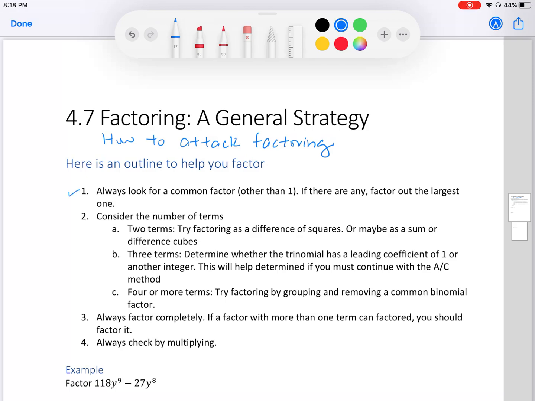First, you always want to look for a common factor. Of course, everything divides one, but anything other than one. Or if there is a leading negative coefficient, for example, or just a number, or maybe a variable, or maybe both.